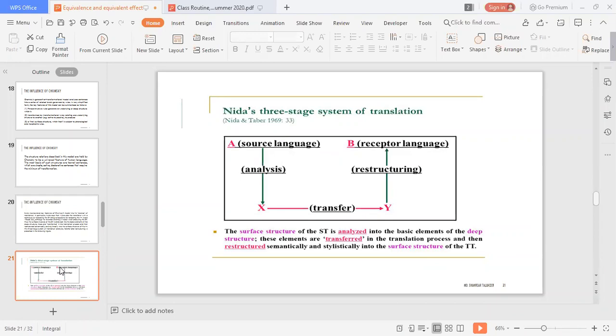A is the source language. We will analyze it, then transfer it, and after transferring, we will restructure it into the receptor language, that is, the target text. The source language is English, in our case, for example. Then we will analyze the English text, then transfer those semantic and stylistic features, those units or components or elements, and restructure them according to the Bangla language.